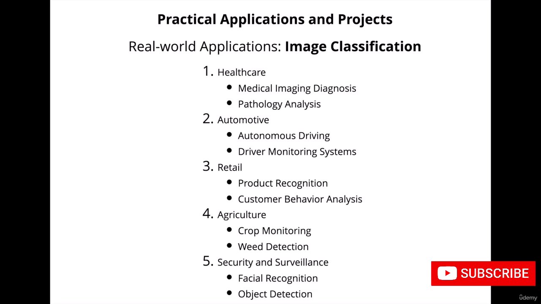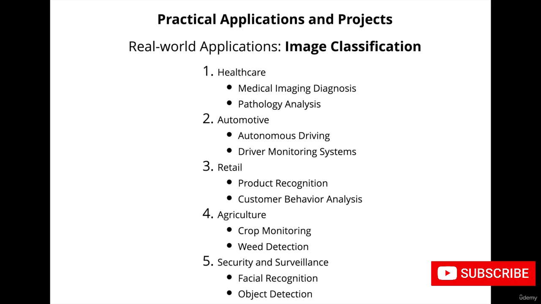Weed detection. Image classification models identify and classify weeds in agriculture fields to enable targeted weed control and herbicide application. By distinguishing between crops and weeds in images, farmers can implement precision spraying techniques to reduce herbicide usage and minimize environmental impact. The next and the last industry that we'll look at is security and surveillance.